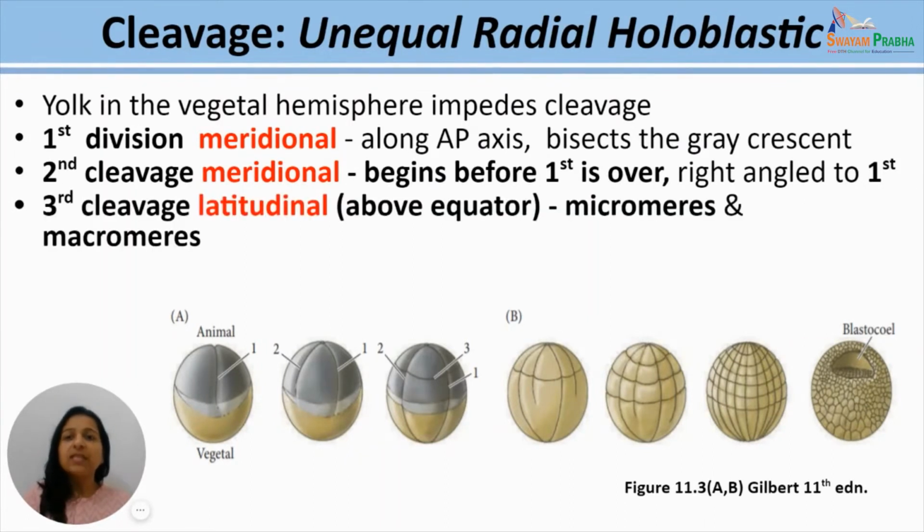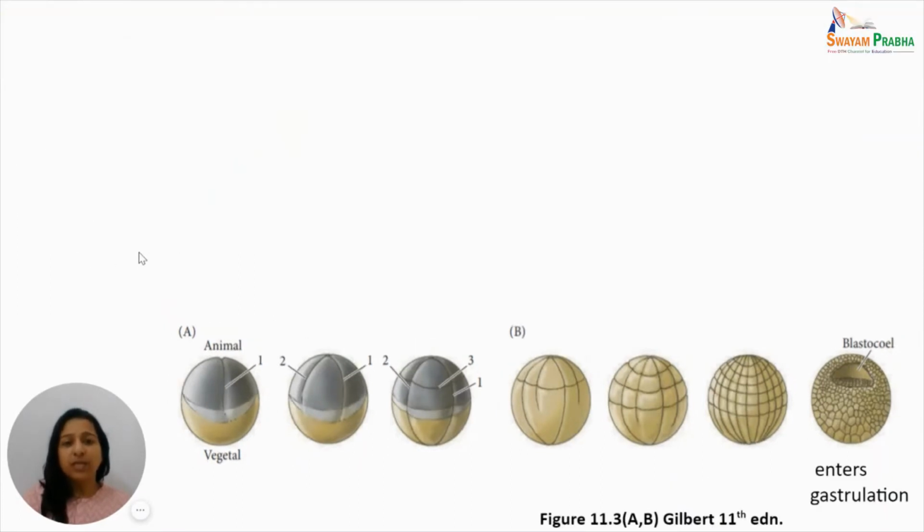The third cleavage is latitudinal in nature. Latitudinal means slightly above the equator. For the same reason, that yolk is present in the vegetal hemisphere, which impedes the formation of the cleavage furrow through it, the third cleavage cannot be equatorial in nature but slightly above the equator, latitudinal. This leads to the formation of 8 cells, in which the upper tier of cells are smaller in size, known as micromeres, while the lower tier of cells will be larger in size, known as macromeres.